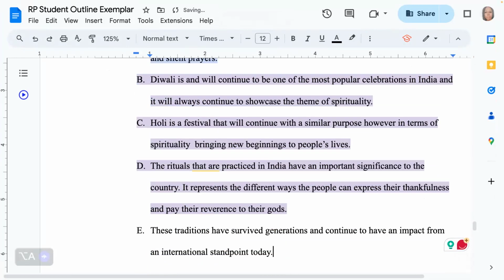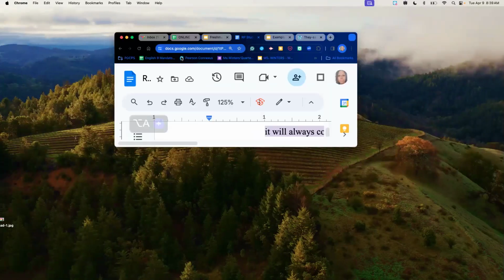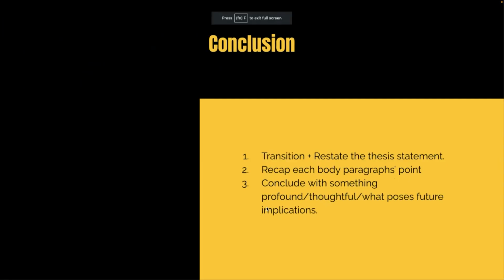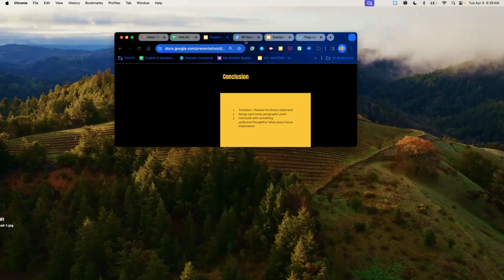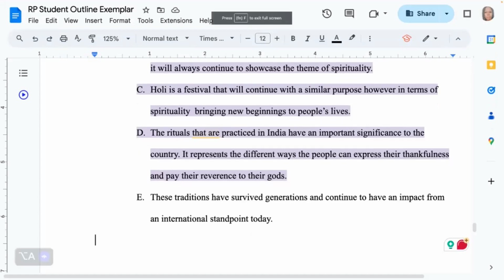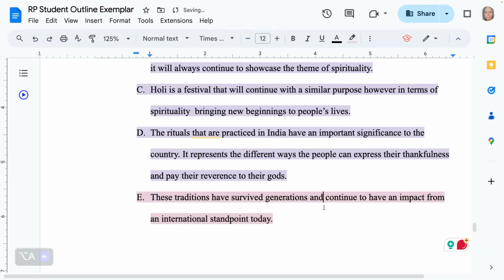All right. And then lastly, you should end with something like a profound statement or something that's going to make people think about future research. So these traditions have survived generations to continue to have an impact from an international standpoint. Today is pretty much reflecting on something that's profound or thoughtful, or maybe poses future implications, or maybe you'll ask a question. But regardless of what you do, it all has to be in third person, all right? And then that's it. You would then go ahead and submit your document.